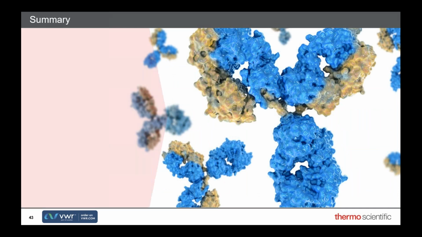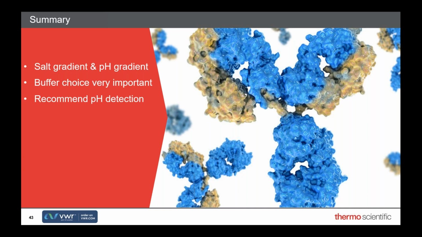Okay, so we're at the summary slide. What have we covered and what have we learned? Both salt gradient and pH gradient ion exchange chromatography are powerful tools for charge variant analysis. I think you'll agree the choice of buffer is extremely important, particularly with high salt loads, and this can have a negative effect on the pH. Because of this, we highly recommend pH and conductivity detection, particularly during method optimization. And specifically for pH gradient elution, short columns and very short run times can be achieved without compromising the resolution. This really can be a high throughput technique.